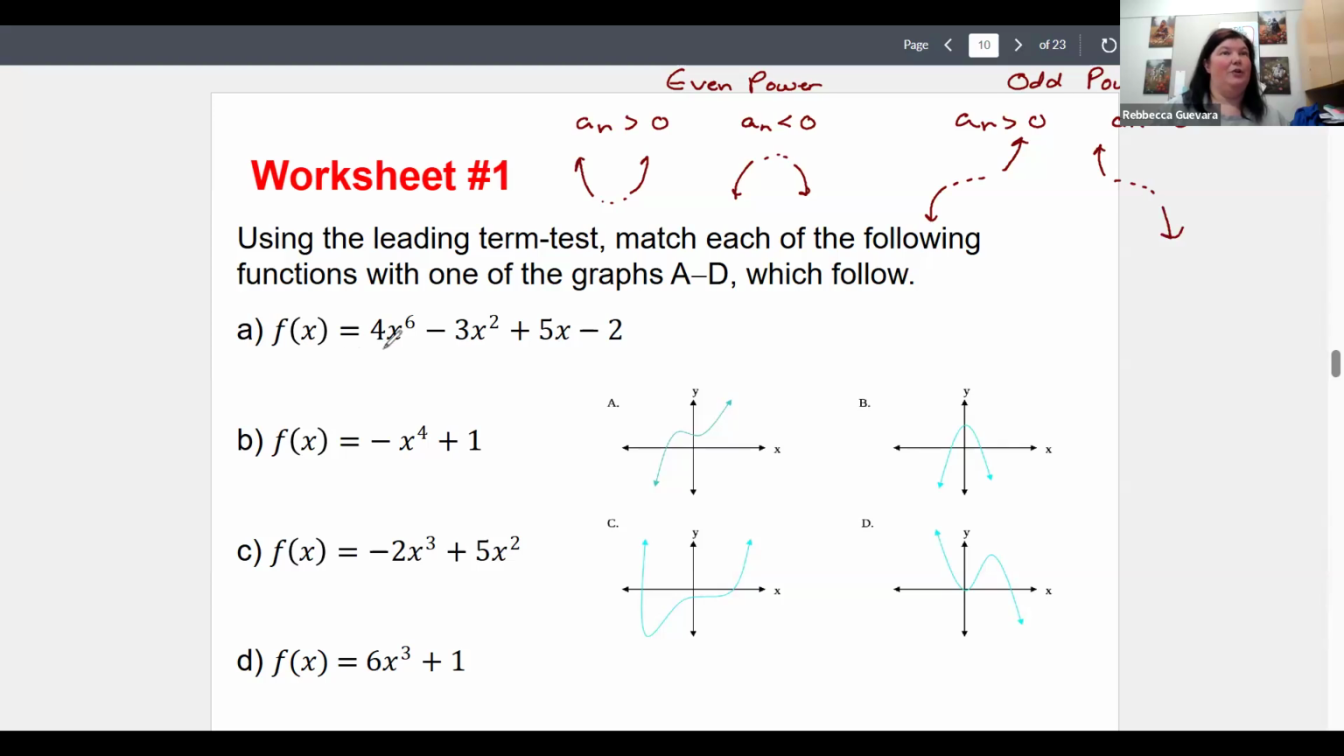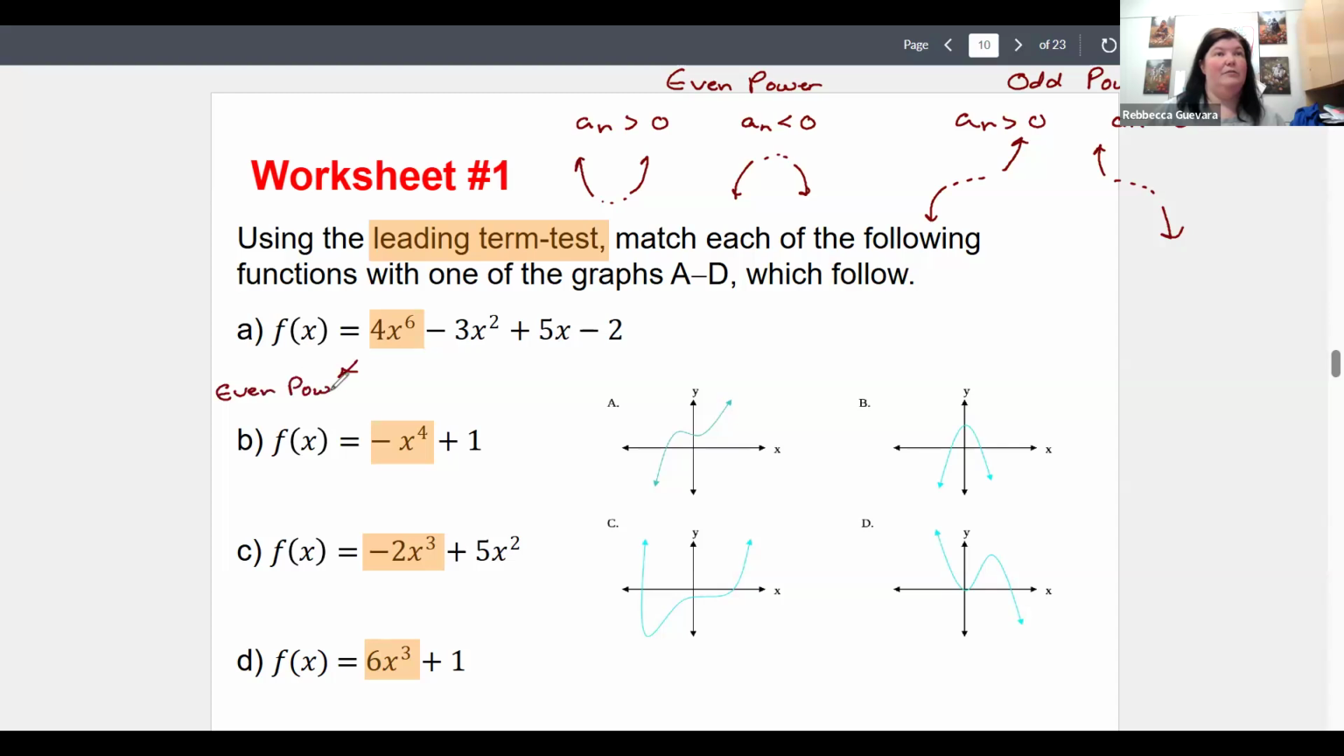And if a to the n is negative, then we're going to start here and fall like this. So if we go back and look for our leading term, I'll get a new color for that. If we look at A, this is my highest power term. If we look at B, this is my highest power term. If you look at C, this is my highest power term, and at D, this is my highest power term. So the ones in the little box right here are all your leading terms.